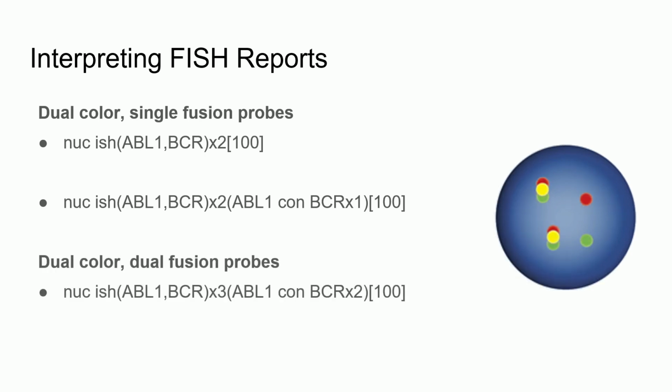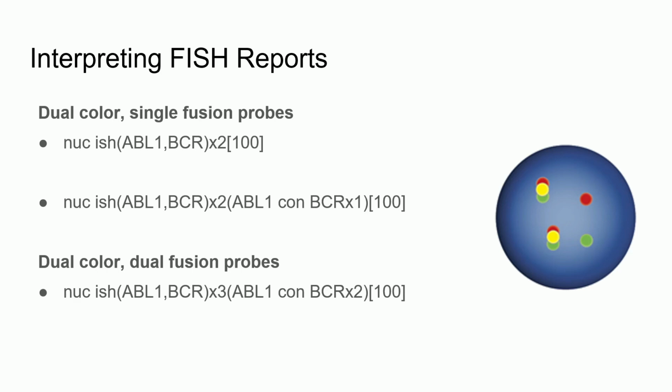The same rules apply with dual fusion probe. In this case, we see only 3 signals each for ABL1 and BCR probes, and this is displayed in the first set of parentheses. The second parenthesis shows that two fusion signals are present between the two probes. The difference between single fusion and dual fusion probes has to do with the way the probe is designed around the breakpoint of these genes.